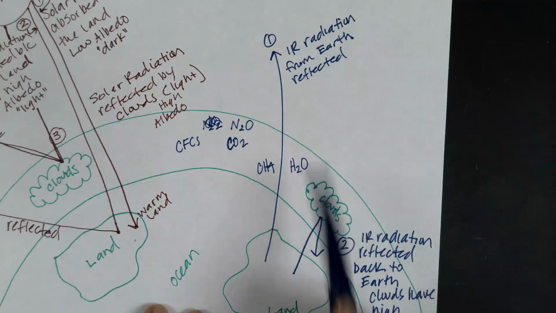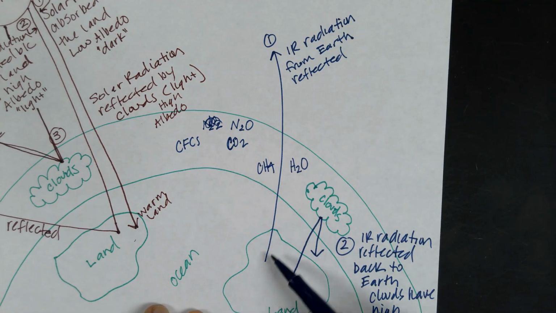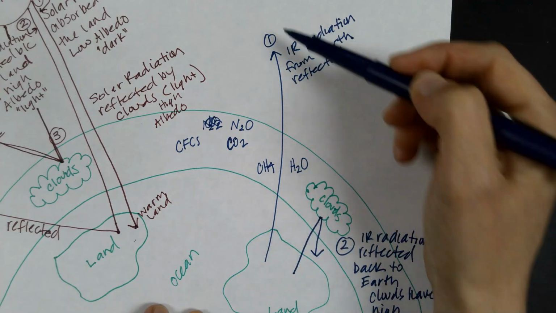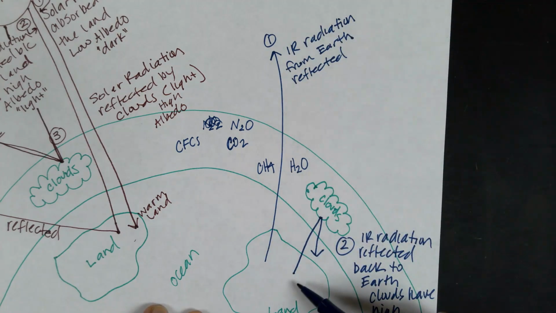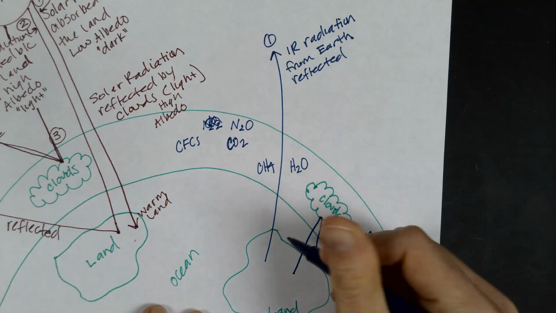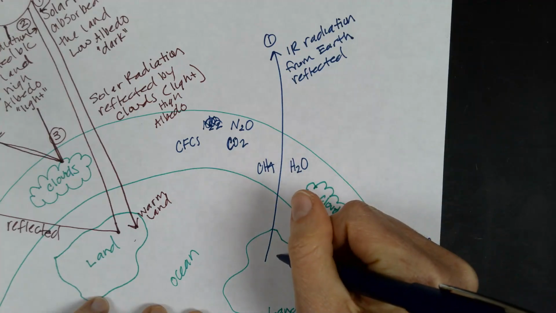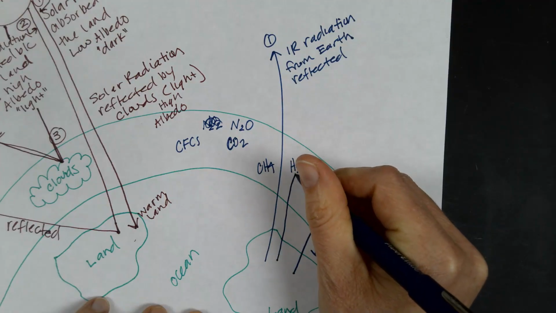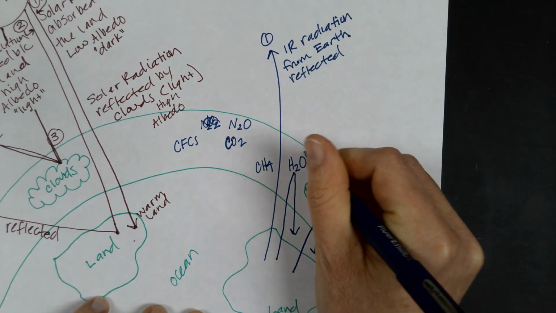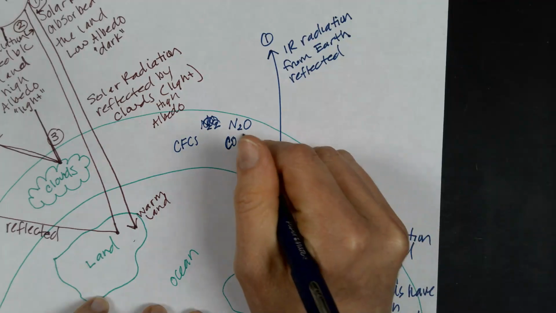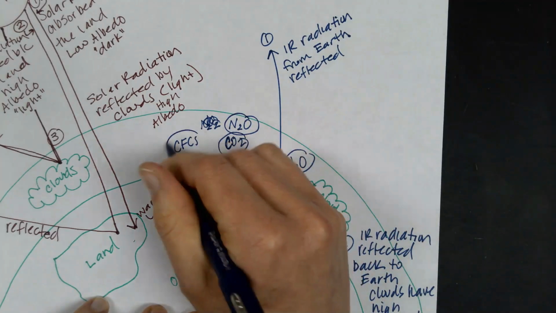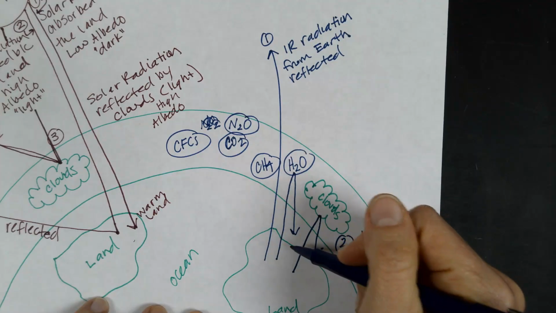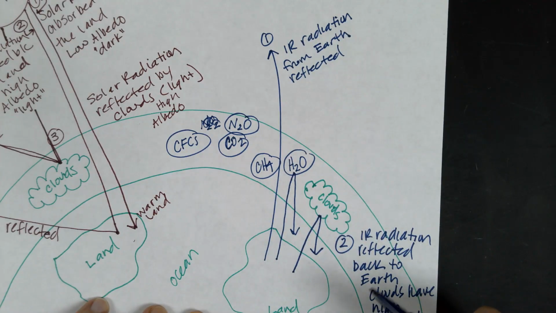And what they do, which is the third thing we're going to write down, is so IR radiation leaves from Earth. That's taking our heat away. Here we have a reflection that's bringing heat in. But also what can happen is IR radiation can hit a greenhouse gas and get reflected back as well. So they can hit all of these greenhouse gases and they can get reflected back into the Earth as well.